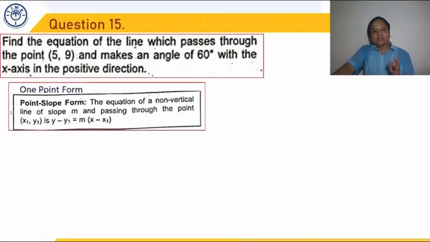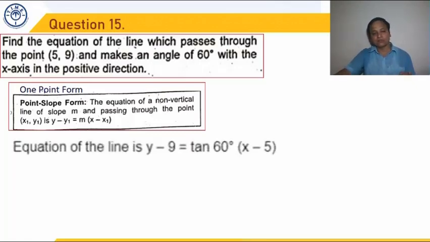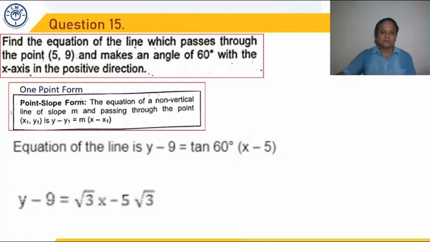Y minus y1 is equal to m into x minus x1, and m is equal to tan of 60 degrees. The point is (5, 9). So we use the equation of the line as y minus y1, that is y minus 9, is equal to tan 60 into x minus 5. Tan 60 is root 3. So we write y minus 9 is equal to root 3 into x minus 5.